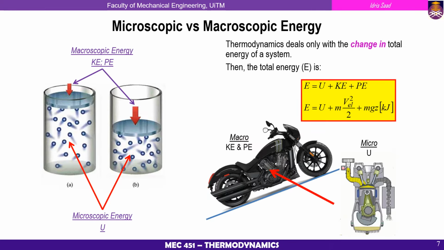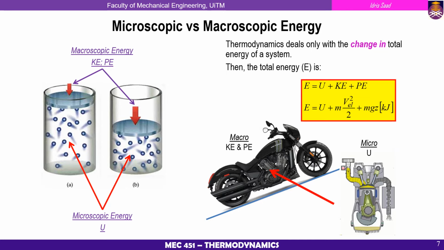The figure on the left hand side illustrates the difference between the macroscopic energy and microscopic energy. As I explained earlier, the microscopic energy is the energy possessed by the molecules in the substance. As you can see on that figure, the movement of the molecules is a result of the microscopic energy, which are the kinetic, the potential, the electric, and magnetic energy of the molecule. And the sum of all microscopic energy is known as the internal energy.